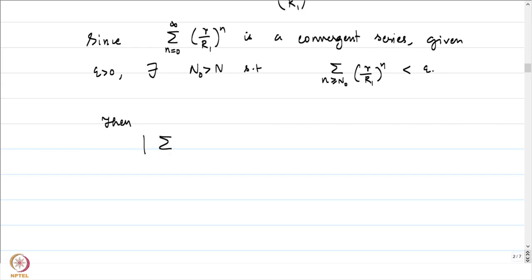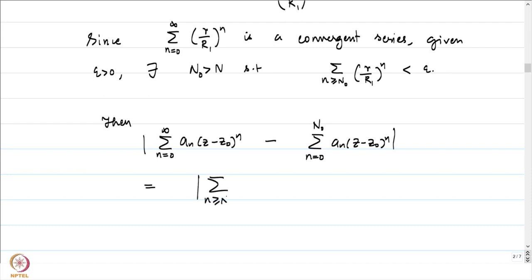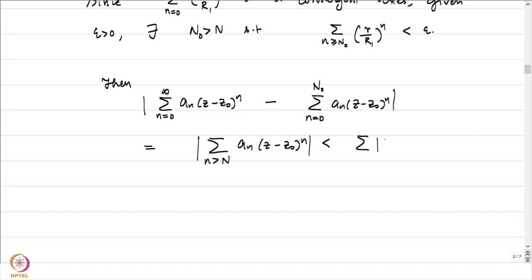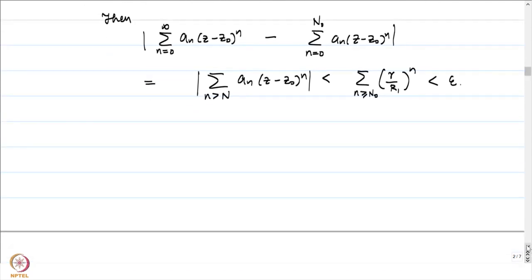Then the absolute value of summation a_n (z - z_0)^n, this series which we now know converges in D(z_0, r), minus the partial sum of a_n (z - z_0)^n, is precisely equal to the absolute value of the sum over n greater than N of a_n (z - z_0)^n, which is less than the sum of (r by r_1)^n, where n is greater than or equal to N_0, as the absolute value can be taken inside. They are all positive numbers, which is less than epsilon, and this does not depend on the point z. So the series converges uniformly on D(z_0, r), and that completes the proof of the proposition.